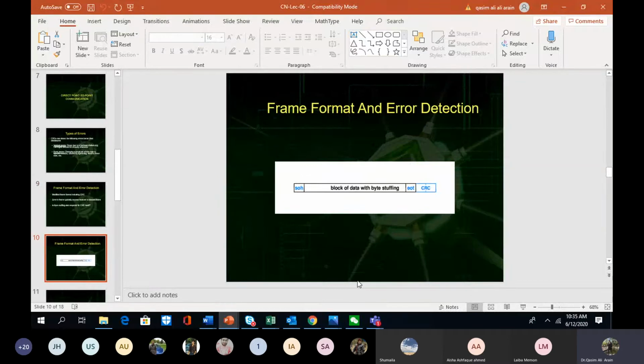If you look at this particular diagram, आपके पास क्या क्या आपको नजर आ रहा है? You can see two things. Forget about the CRC. If you look at the SOH, EOT, and in between you have the data. So you can easily interpret there are two control bits. One is called start of frame, another is called end of frame, right? In between you have the block data with byte stuffing. I mean the data that you are going to send over the network, that is your actual data, which might contain byte stuffing. Why are we going to put the byte stuffing here?